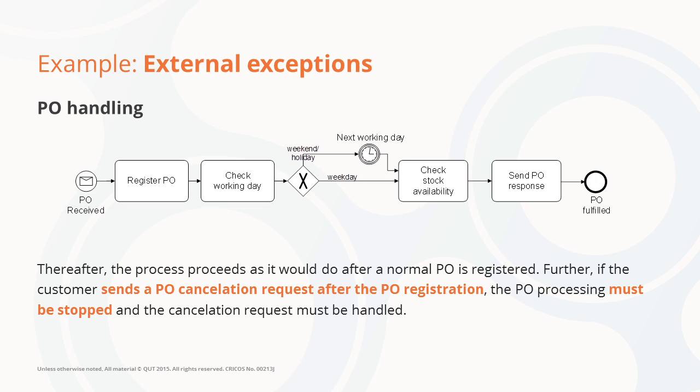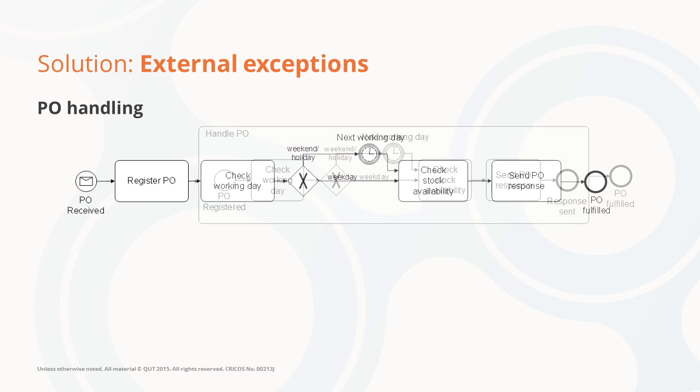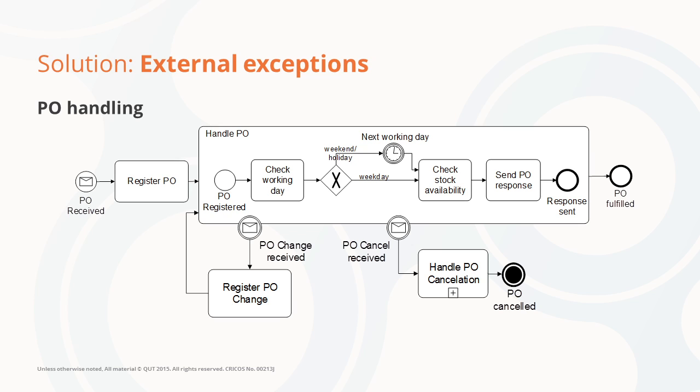We want to identify the set of activities that would need to be stopped in case any of these exceptions occurs. In this case, it would be all activities after registered purchase order. So let's encapsulate them into an expanded sub-process, which indeed we could even collapse to hide the inner workings. And then we attach two intermediate catching message events.